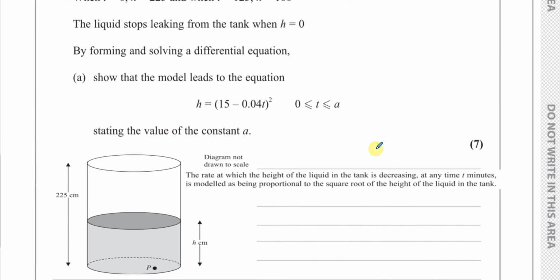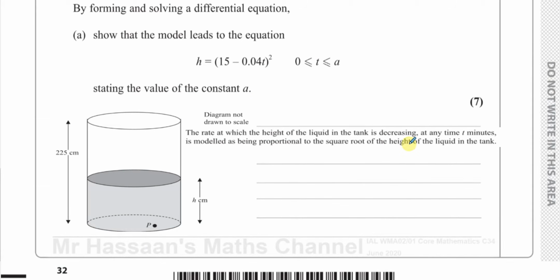Now I've got the information I need, or some of it, and we'll continue on the next page, but basically we're going to start off here. It says the rate at which the height of the liquid in the tank is decreasing. So the rate of change of the height with respect to time, at any time t minutes, is dh/dt. That's the rate of change of the height. Now the height is changing in such a way that it's decreasing. So it's minus, proportional to the square root of the height of the liquid in the tank.